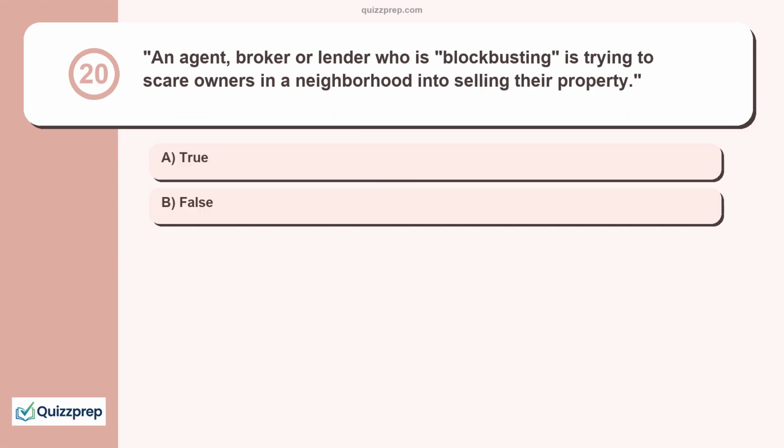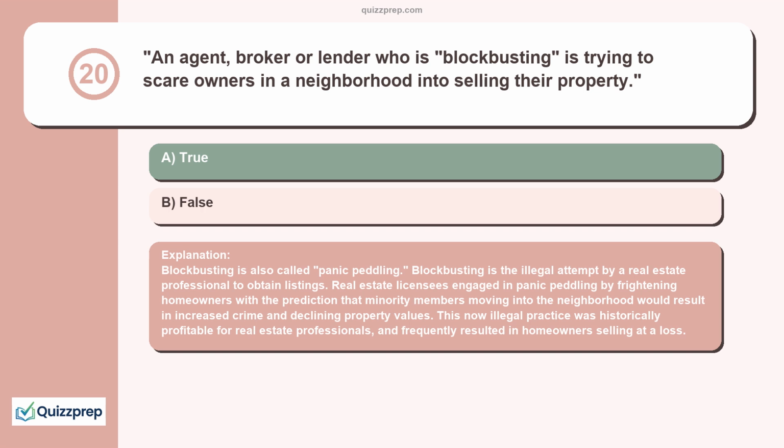Question 20. An agent, broker or lender who is blockbusting is trying to scare owners in a neighborhood into selling their property. True, false. Blockbusting is also called panic peddling. Blockbusting is the illegal attempt by a real estate professional to obtain listings. Real estate licensees engaged in panic peddling by frightening homeowners with the prediction that minority members moving into the neighborhood would result in increased crime and declining property values. This now illegal practice was historically profitable for real estate professionals, and frequently resulted in homeowners selling at a loss.